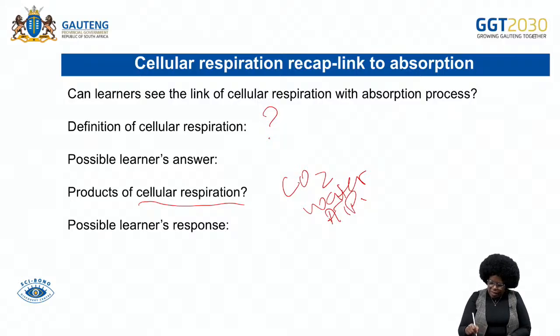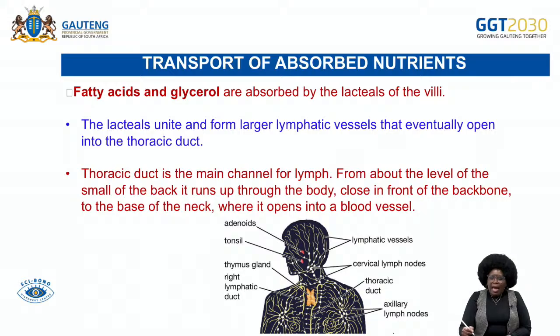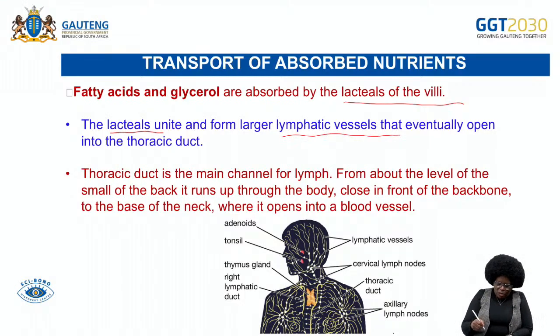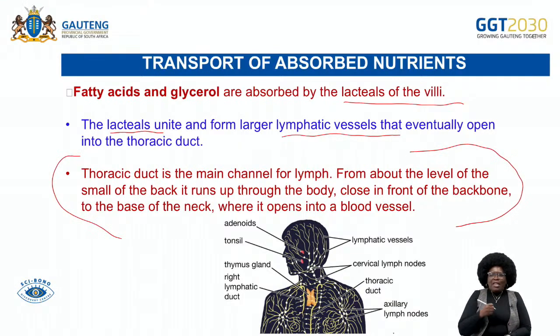I hope you are grasping this. And absorbed substances transported, we have dealt with this. You know that we have got fatty acids, glycerol absorbed to the lacteals that we know, and then the lacteals unite, they form lymphatic vessels. I've spoken about that as well. And this, you must just look at the thoracic duct and how they form part of the lymphatic system. Just tap on this as well when you do your revision.